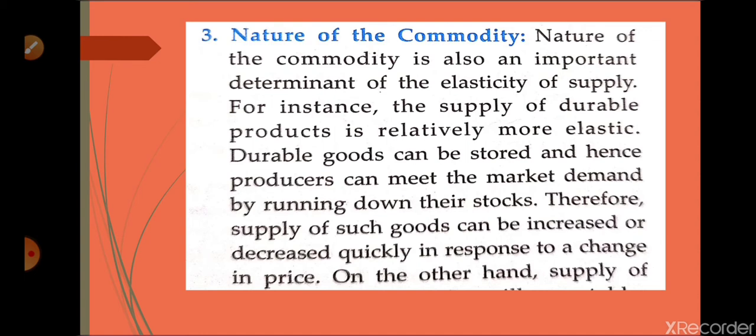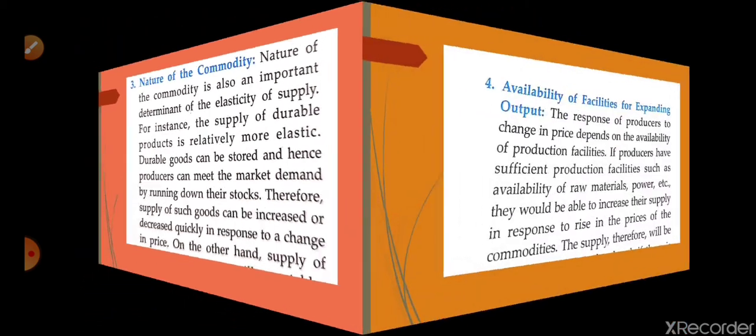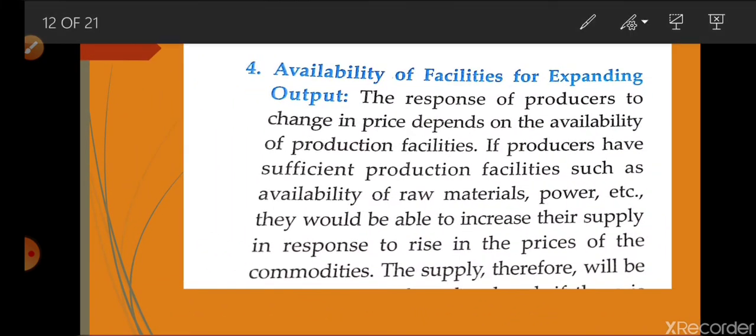Next we are going to discuss the availability of facilities for expanding output. The facilities for expanding output mean power supply, raw materials, and subsidies given by the government. If they are available, then supply will be more elastic. And if power supply or other facilities and subsidies are not given, then supply will be less elastic, because the producer will have a loss in that case.